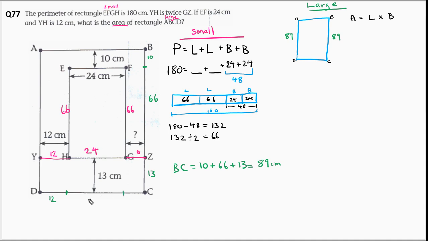From here to here, we know that this is 24, and from here to here is the same as G to Z, which is 6. So D to C is equal to 12 plus 24 plus 6. And 12 plus 24 plus 6 is equal to 42 centimeters. Okay, what can I do with that? I was trying to find out this information here. So this is 42 and this is 42.